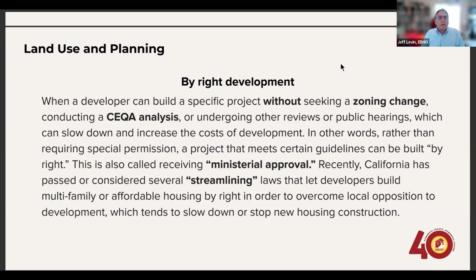So as long as it meets the zoning and all of the development guidelines that are in there, the project can be approved. The planning staff will look at it and say, yes, this is consistent with the zoning. That is called ministerial approval. California recently has passed a number of laws which allow projects to be streamlined and developed by right. Often, in order to get that streamlining, some amount of affordable housing has to be included in those projects, even if the jurisdiction doesn't have an inclusionary zoning ordinance.